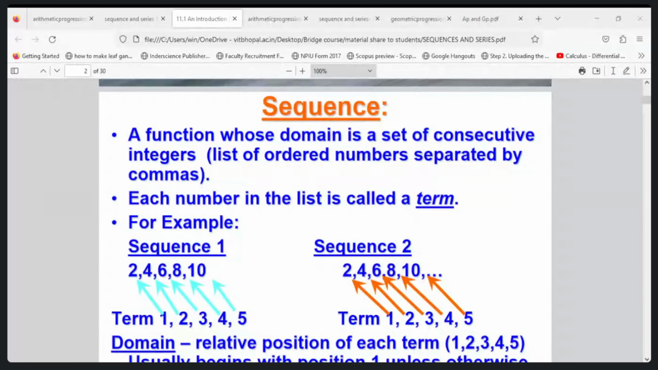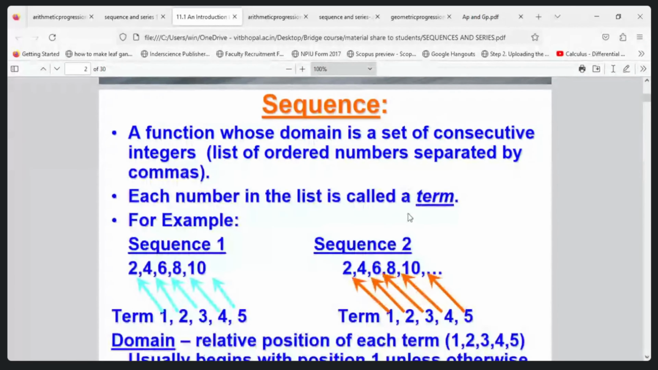Now I am telling about sequences. A sequence is a function whose domain is a set of consecutive integers, a list of ordered numbers separated by commas. That means we can observe the pattern here. Each number in the list is called a term.